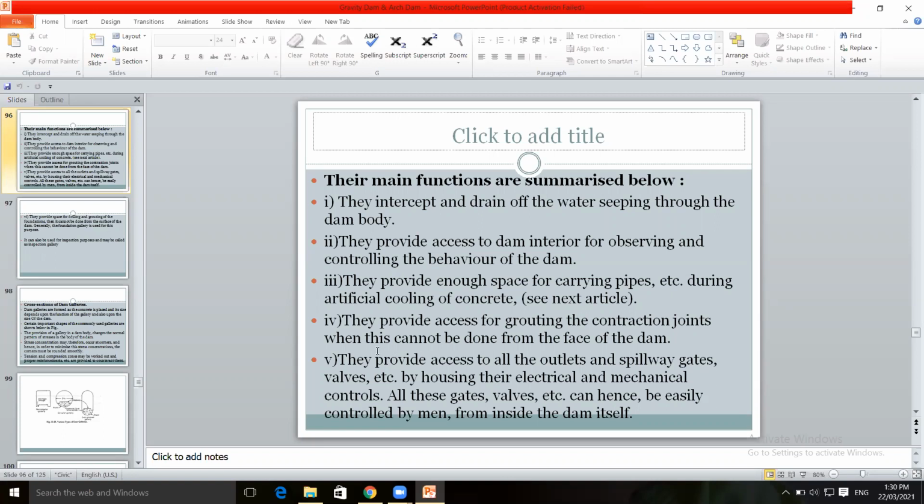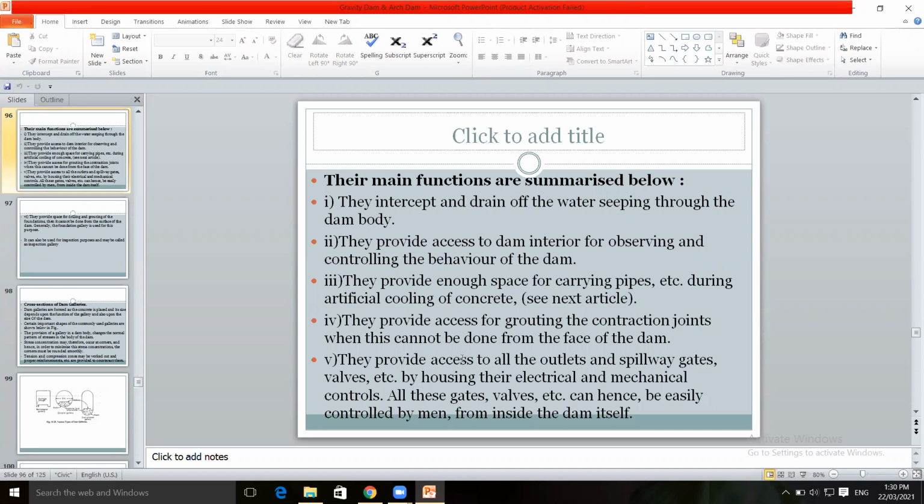The fourth is they provide access for grouting the contraction joints when this cannot be done from the face of the dam. Contraction joints are provided in the dam, so to provide access for grouting the contraction joints, these galleries are provided.